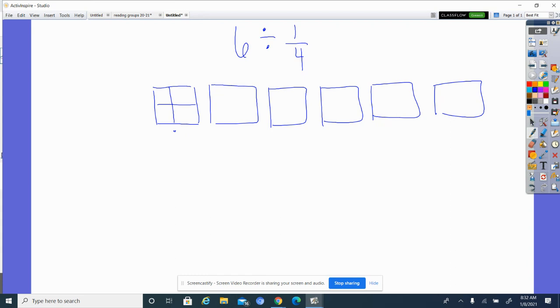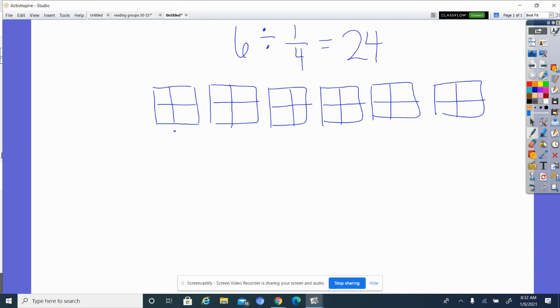Okay, then what do we need to do with each of those? Put each of them into 4s. Good. Okay, so 6 divided by 4 equals what? Or sorry, not 6 divided by 4. 6 divided by 1/4 equals what? 24.